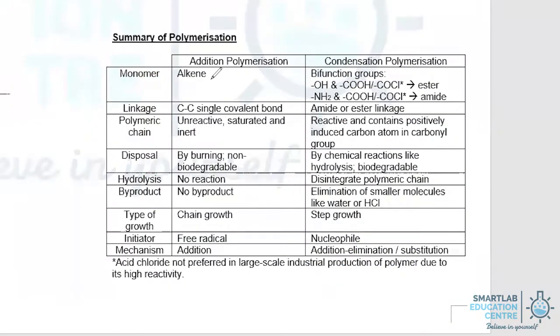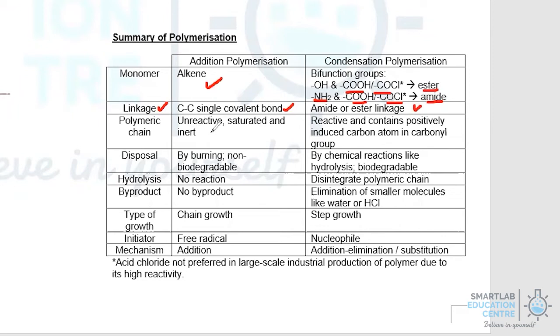Finally, a summary on the comparison between addition polymerization and condensation polymerization. The monomer used in addition polymers is alkene, C to C double bond, while condensation polymerization requires the use of alcohol with carboxylic acid or acid chloride to form ester. In the formation of amide, amine will react with carboxylic acid or acid chloride. The linkage in the polymeric chain is primarily C to C single covalent bond, while in the case of condensation polymers it is either amide or ester linkage.